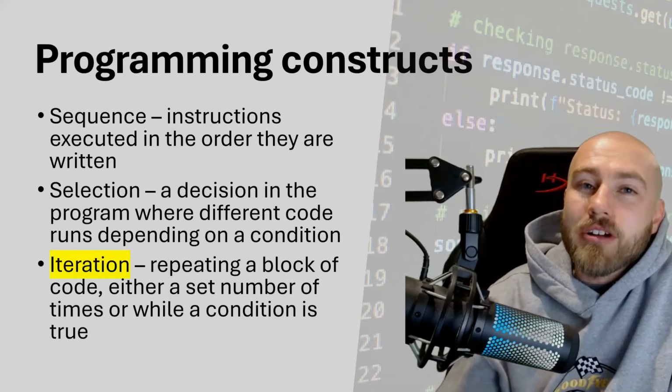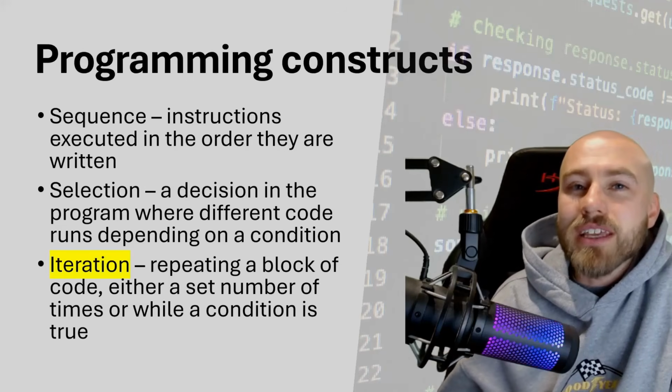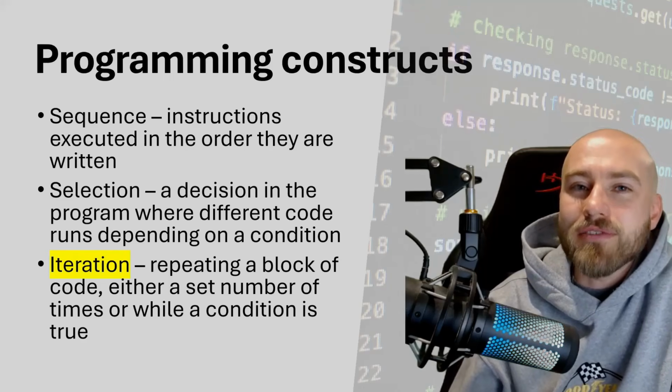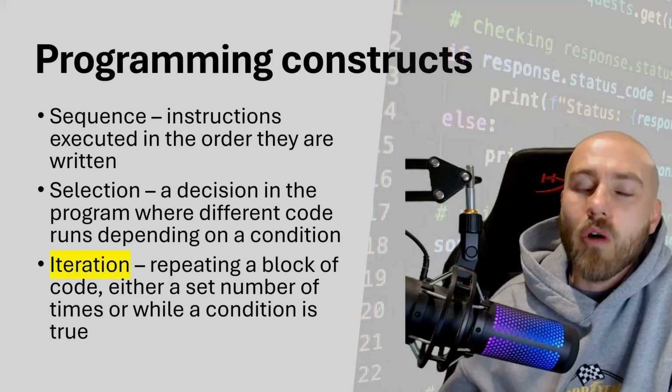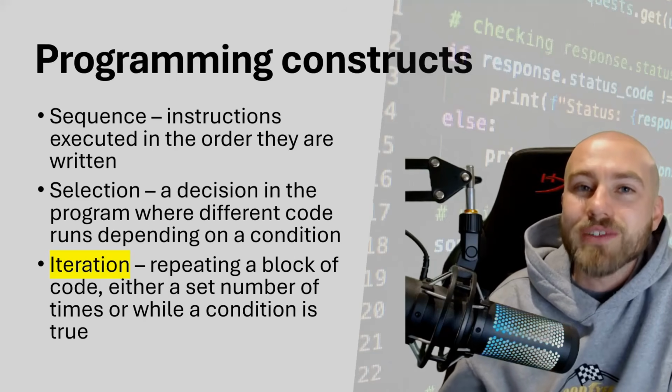And the final programming construct that we're looking at today is called iteration. And if you think of the word reiterate, which is where you repeat something, this is where it gets its name from. And it's where you can repeat a block of code. In this case, we're going to be looking at one type of iteration, which is known as the for loop, where it will do it a set number of times.